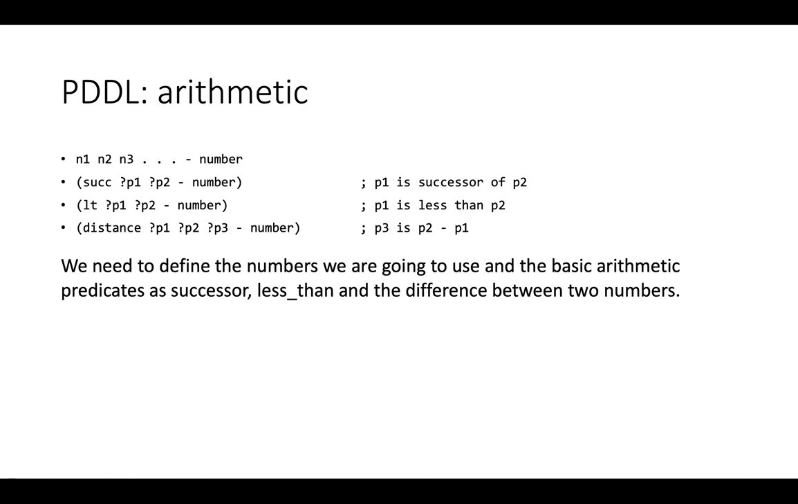Arithmetic is tricky in this fragment that we're using. Basically, what we have to do is define all the numbers that we're going to be interested in using, and then some extra predicates like successor, less than, and distance to enable us to represent the preconditions and effects of our actions.